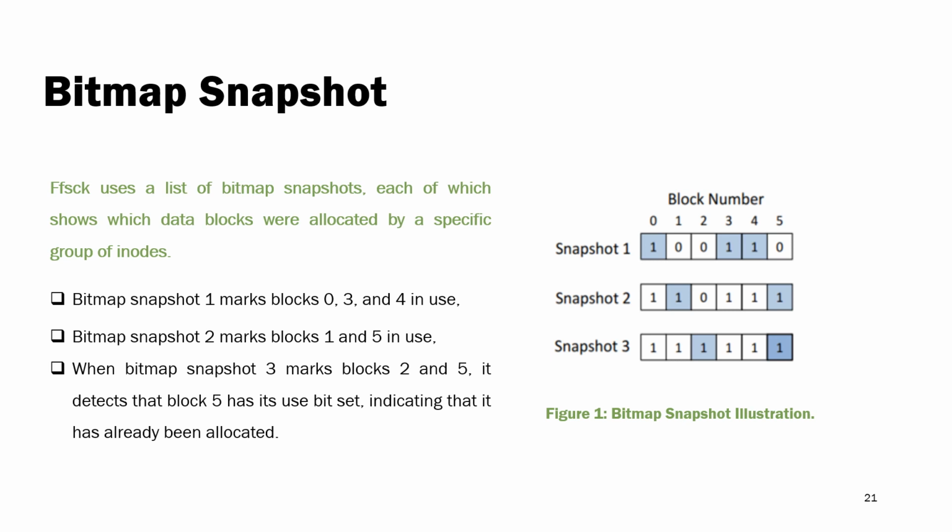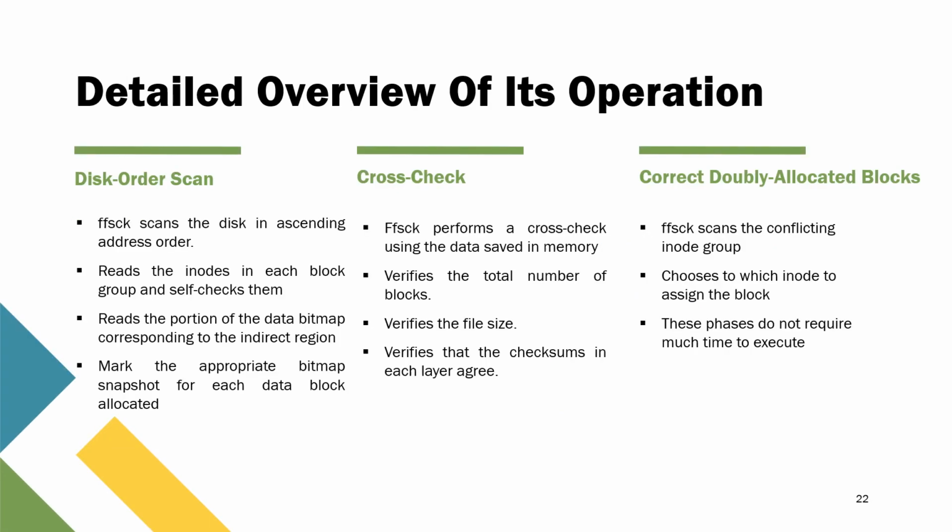Now I'm going to the next slide. Now I will talk about the detailed overview of its operation. The first one, the disk order scan. It scans the disks in ascending address order. Read the inode in each block group and self-check them. Read the portion of the data bitmap corresponding to the indirect region. Mark the appropriate bitmap snapshot for each data block allocated.